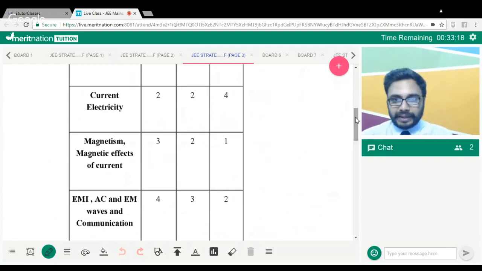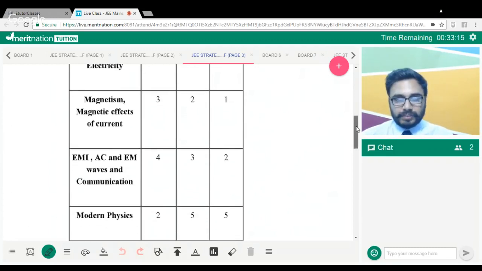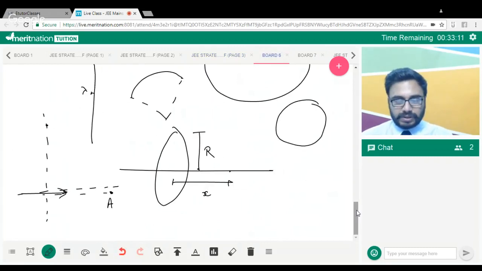Also due to a cylindrical hollow wire and a cylindrical solid wire. And we should know a formula, that Ampere's law, integral B dot dl is equal to mu naught I.